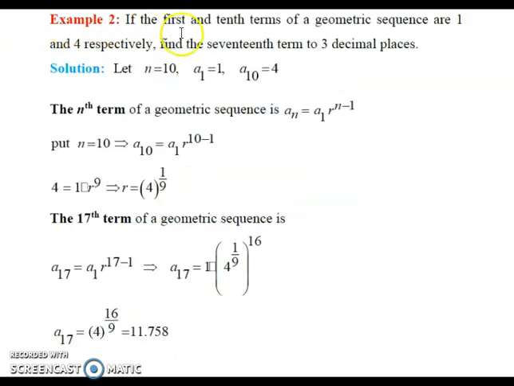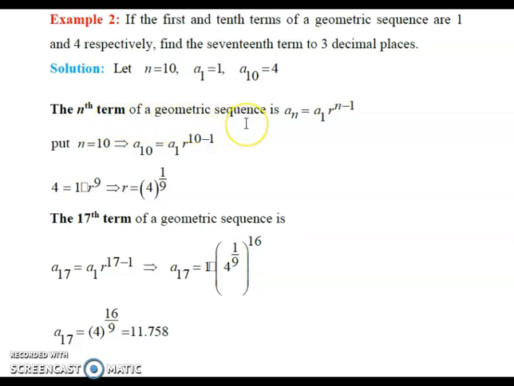Example 2. If the first and 10th terms of a geometric sequence are 1 and 4 respectively, find the 17th term to 3 decimal places. Solution. Let n equal to 10. The first term a1 is equal to 1 and the 10th term in the given geometric sequence, a10, is 4.